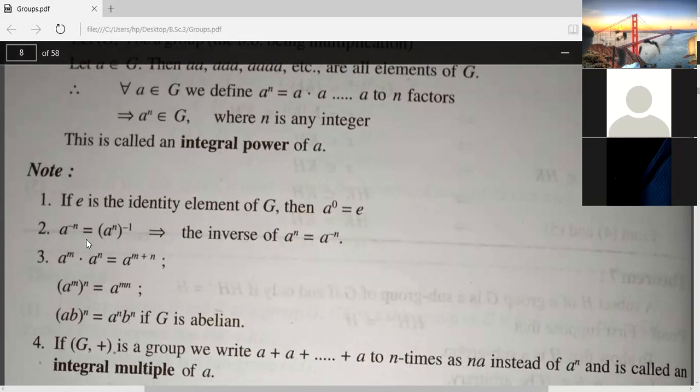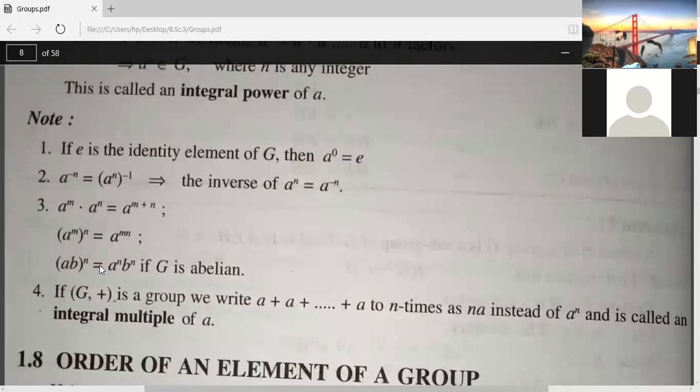Now here a to the power minus n you can write as (a to the power n) to the power minus 1, so you can write inverse of a^n is equal to a to the power minus n. a to the power m into a to the power n you can write as a to the power m plus n, and already you know these are the laws of indices. (ab) to the power n means a to the power n times b to the power n, if G is an abelian group.